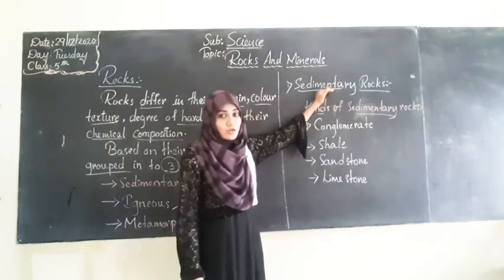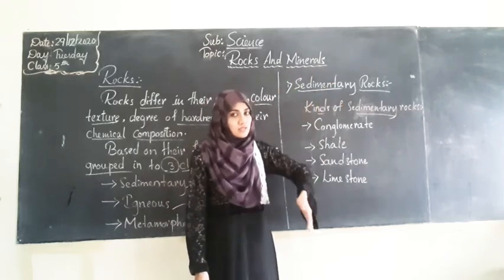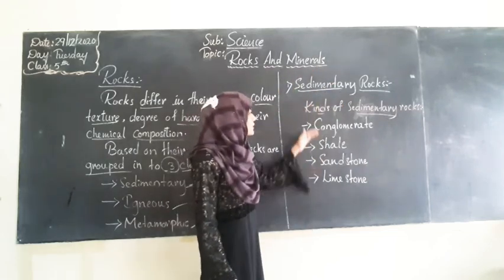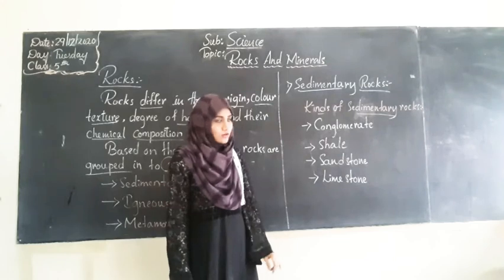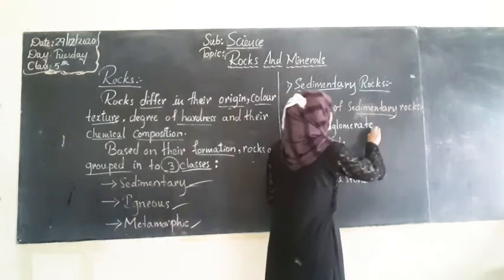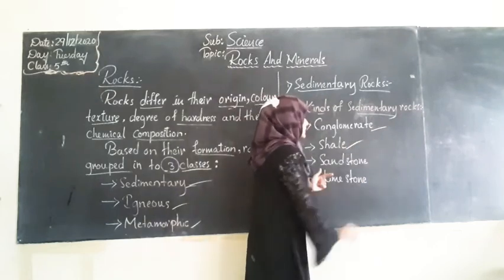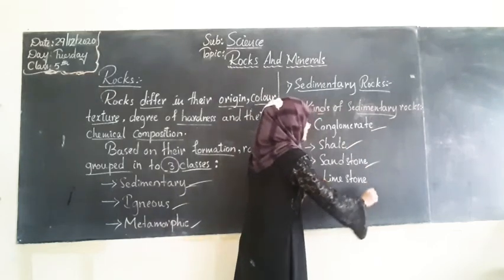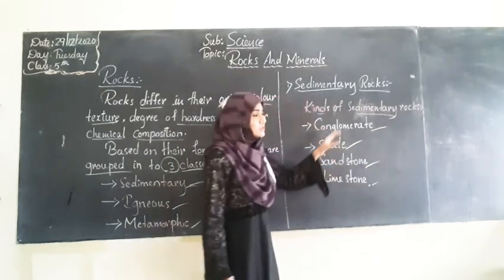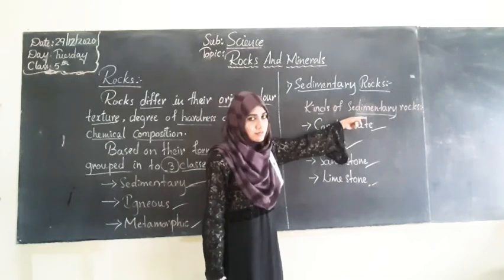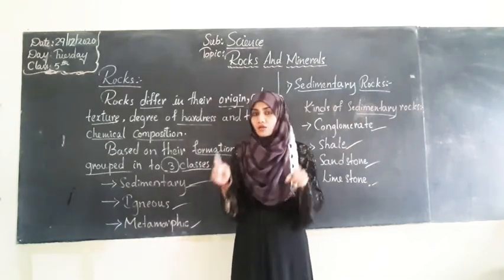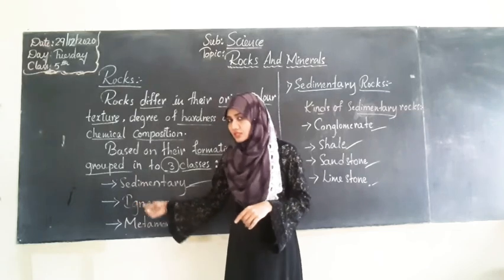Again, in sedimentary rocks we find many more kinds, and there will be four kinds of sedimentary rocks. First is conglomerate, second is shale, third is sandstone, and the fourth is limestone. So these are the four types of sedimentary rocks.